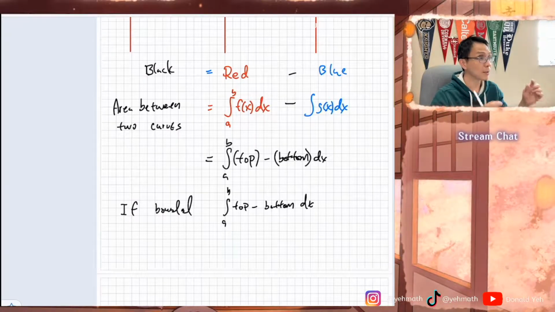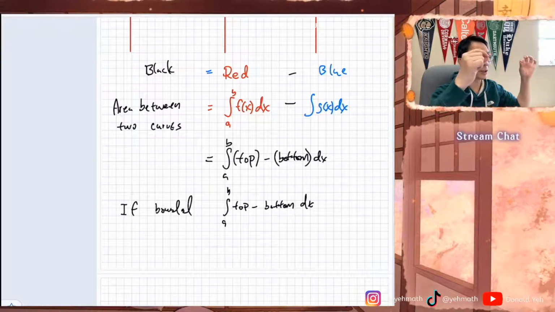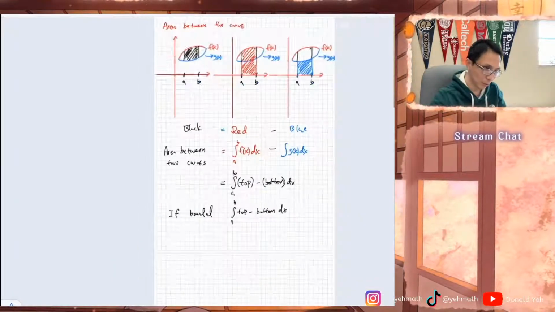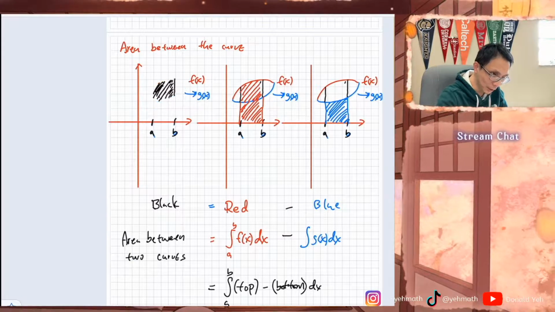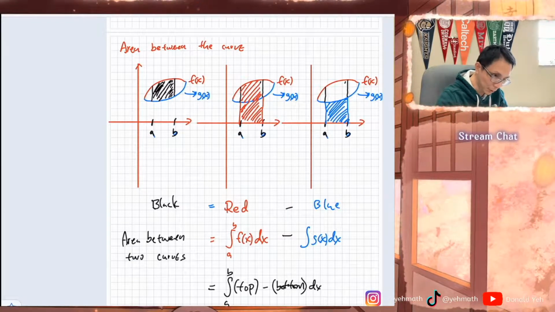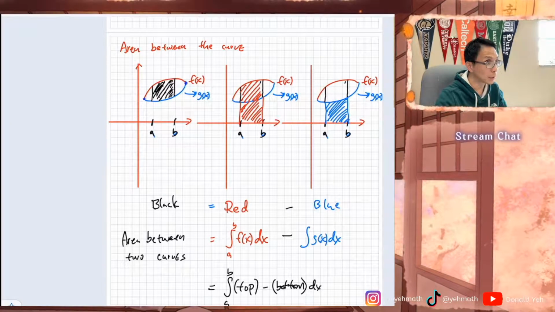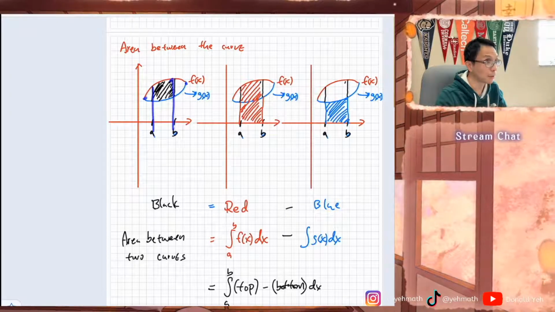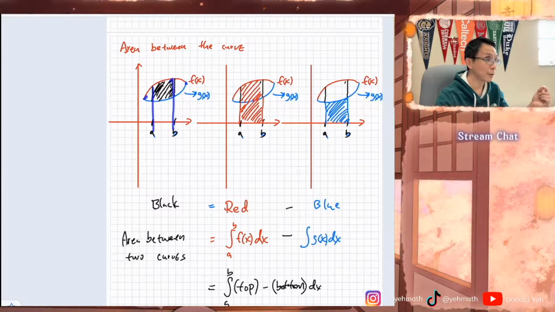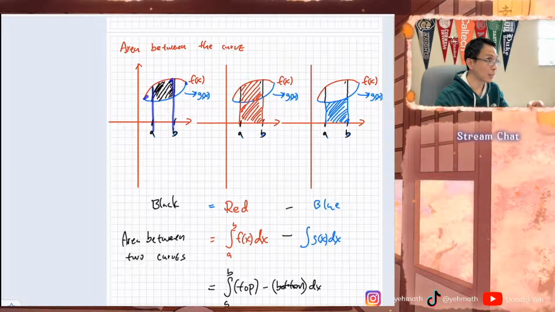Now, if it's bounded by the graph, for example, if you have two functions that have an intersection, what I mean by that is like this. If instead of asking A to B here, I were to ask you between here and this, that's not bounded between A and B. It's bounded by the graph. You have to find what first? You have to find the intersection.